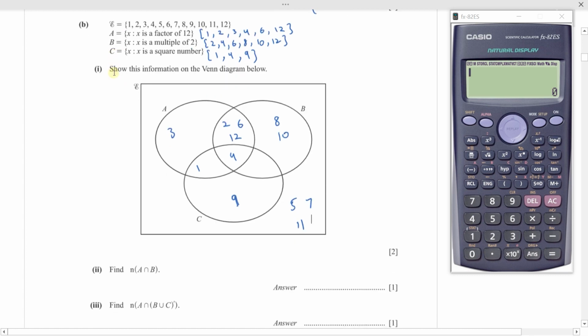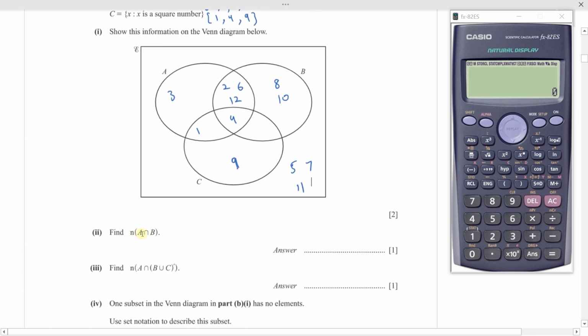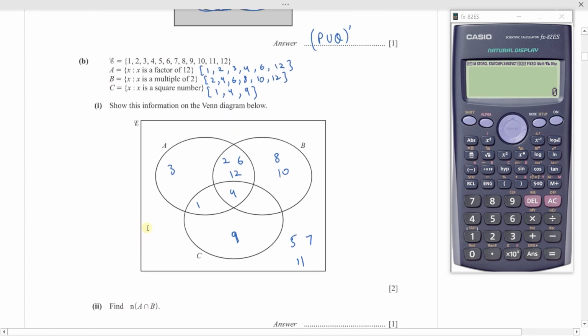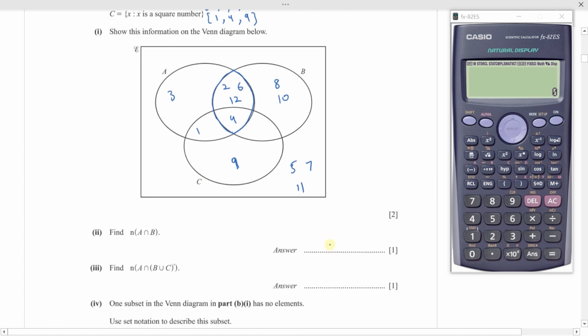So the next part is find the number of elements in A intersection B. So A intersection B is this region that is part of both A and B. And how many numbers? So the question asks for the number of elements. So 1, 2, 3, 4. So you have four elements that are in the set A intersection B.